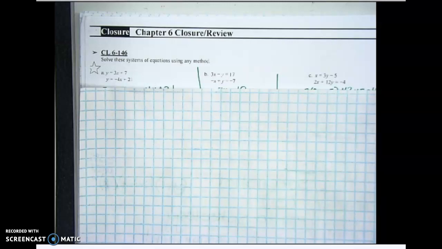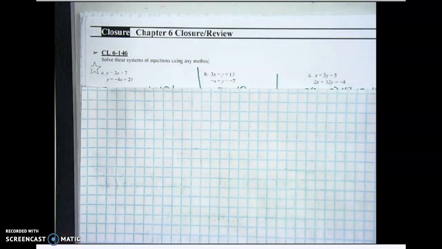what method would you use to solve for A? Can you put your Chromebook away, please?